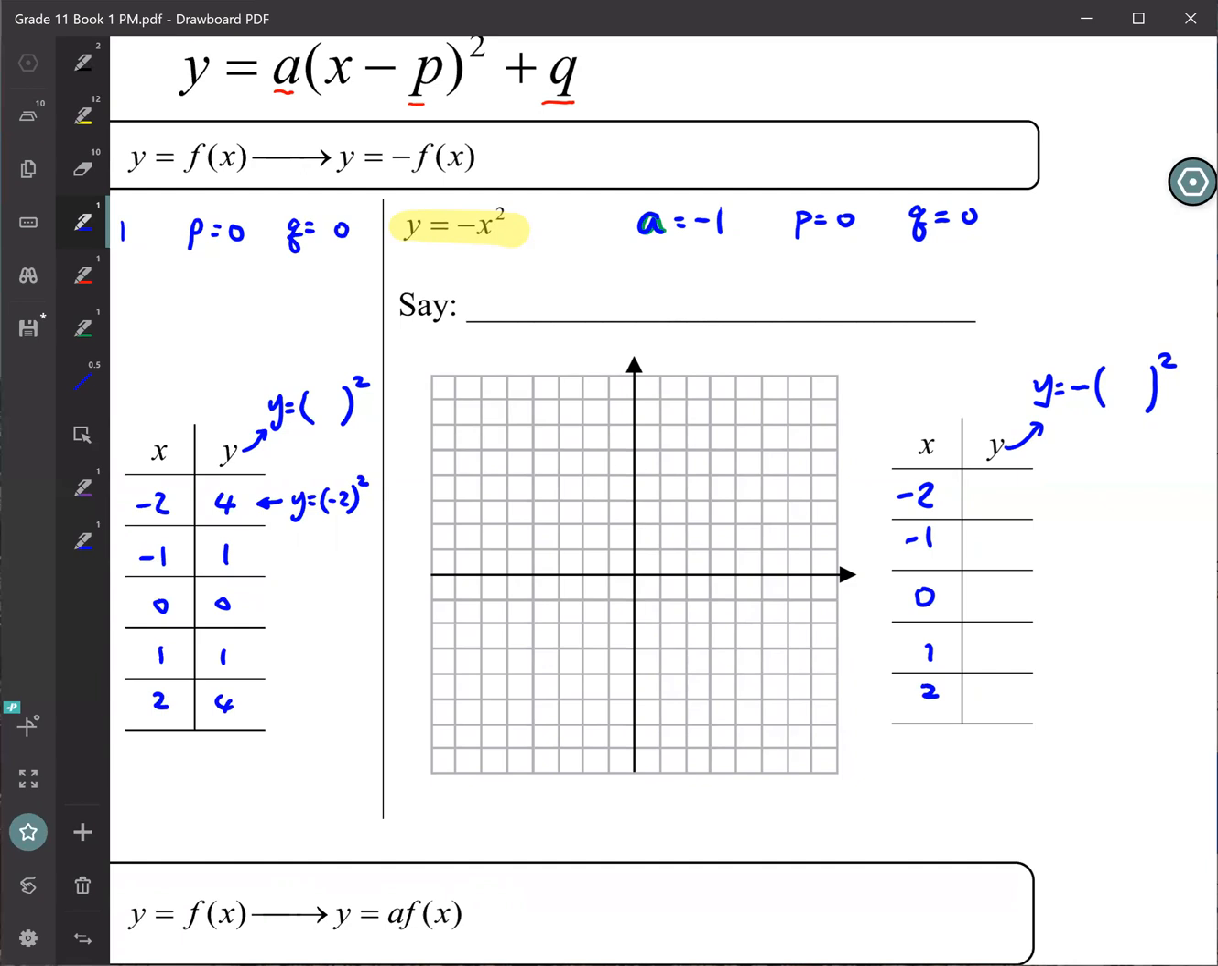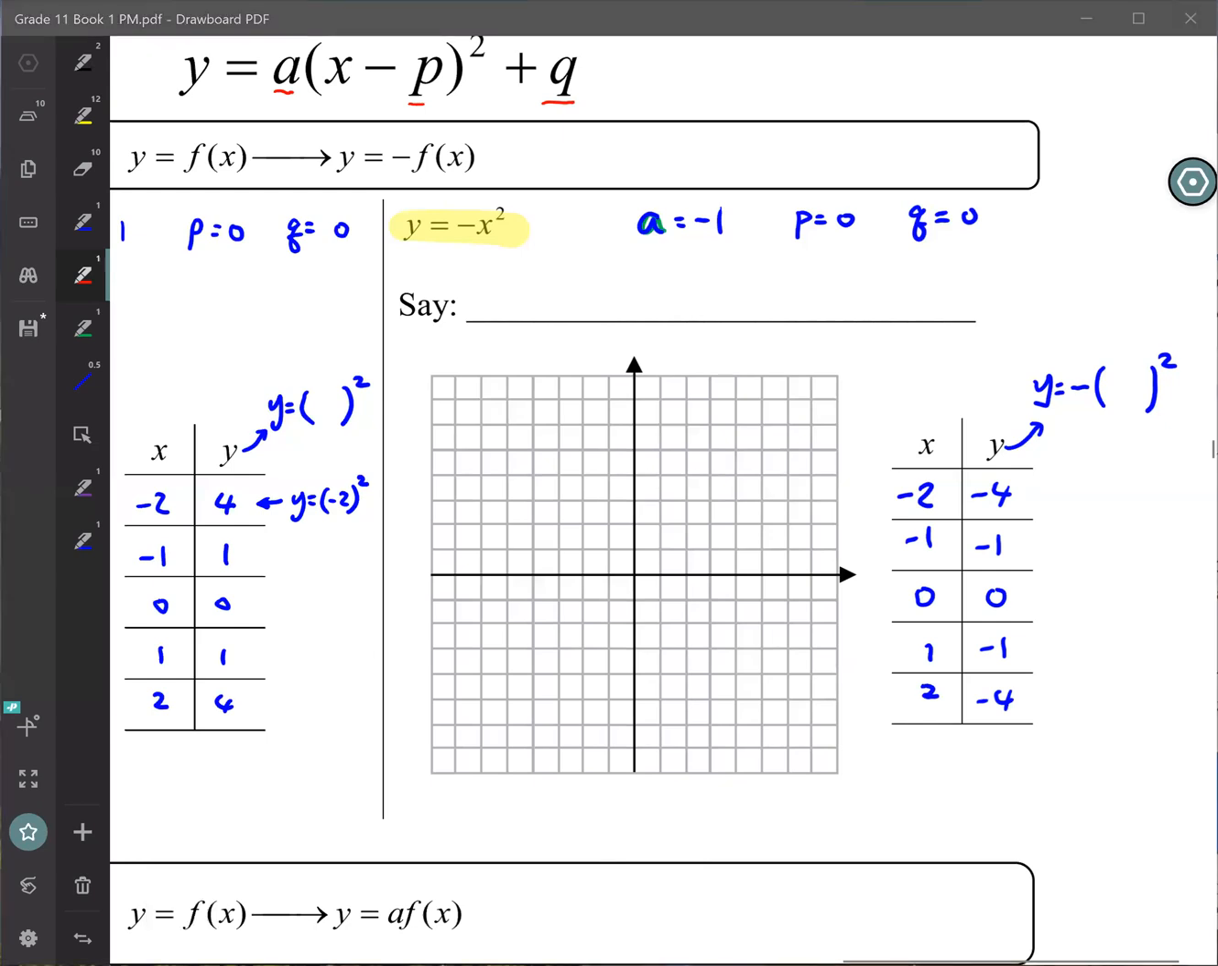Okay, I think by now you should have finished. Chris, any questions? Okay, Chris, can you tell us your table? For -2, it's -4. Go on. For -1, it's -1. For 0, it's 0. For 1, it's -1. Good. And for 2 is -4, yes. Okay. So -2, -4, let's plot them out. Does anyone have question about the table?